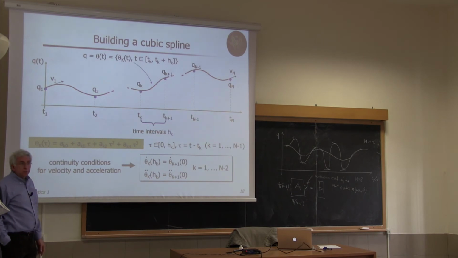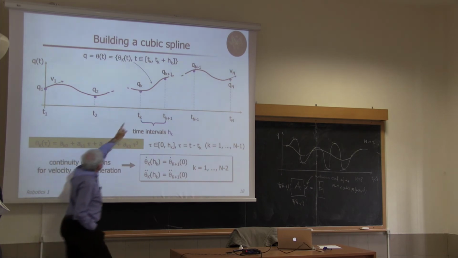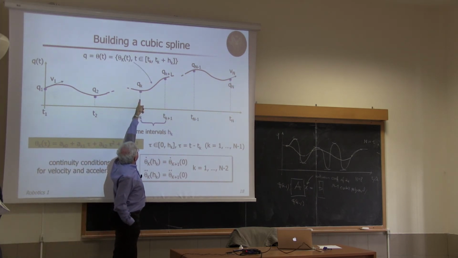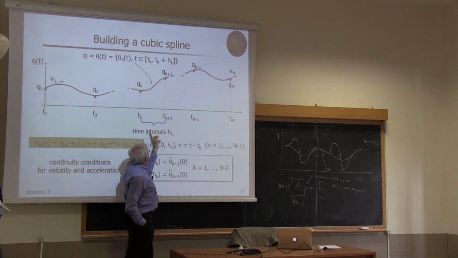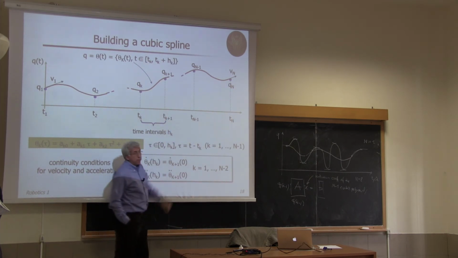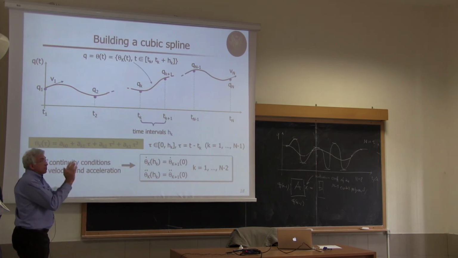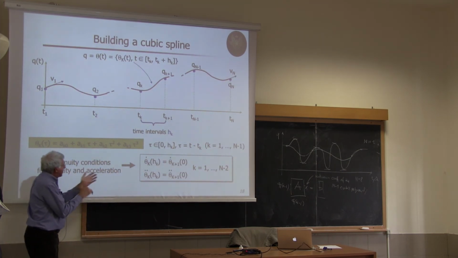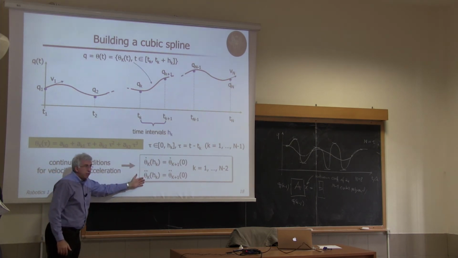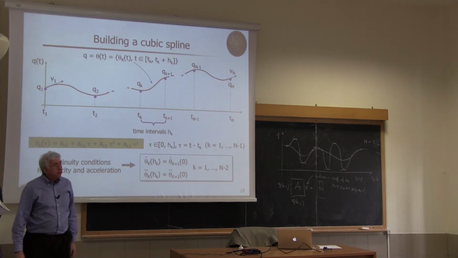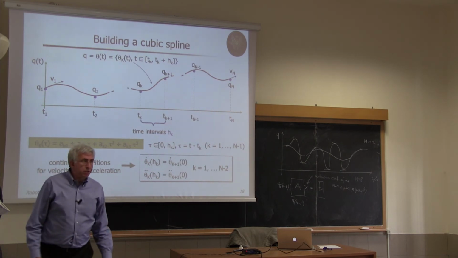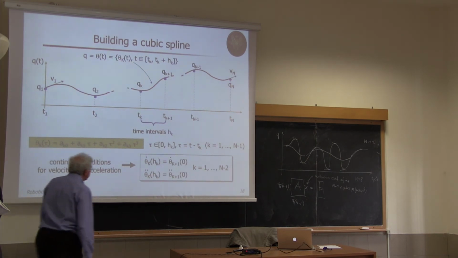What are the conditions that should be imposed on this? Well, it should interpolate the points. So it should go from qk when tau is equal to 0, to qk plus 1 when tau is equal to hk. So this is purely local. And then here are the continuity conditions at the internal knots. So pay attention to how they are written.